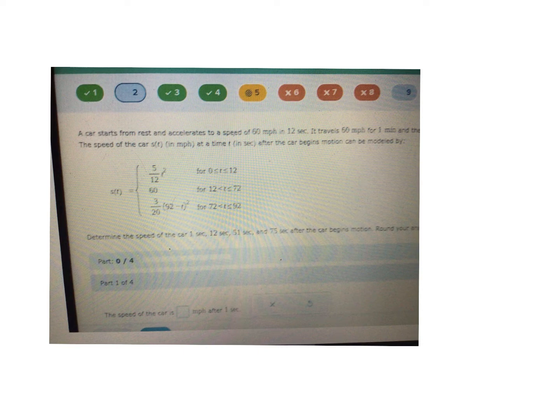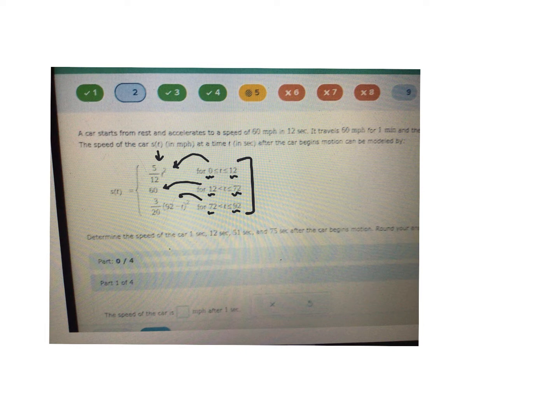All right, for this problem, it just wants you to use this piecewise function to evaluate what's going on at certain times. So you have a car that is moving around, and its speed is given by these expressions here. If the time is between 0 and 12, to find the speed, you would plug the number into that expression. If the time was between 12 and 72, you would plug in to this expression. If it's between 72 and 92, you plug into there. That's basically how it works.